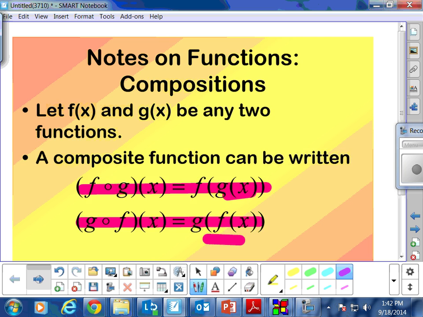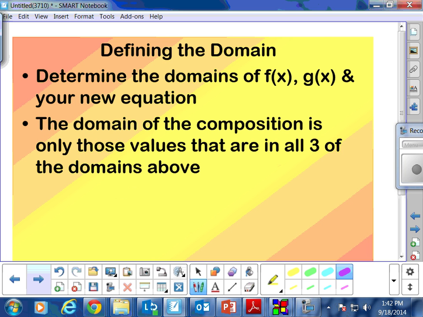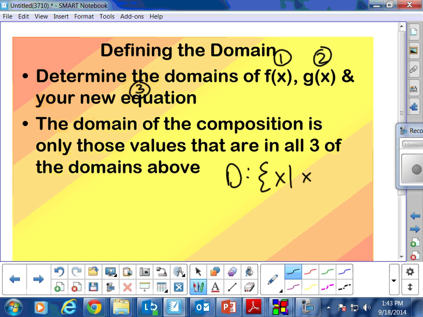Now, there is something important I want you to keep in mind. When you do the domain, the domain of f of x, the domain of g of x, and your new equation all need to be part of your new domain when you write your new equation. Which means that if I give them numerical values, supposing I give them this 1, this 2, and this 3, my domain will be x such that x cannot be whatever I found in 1, 2, and 3. So all three will be present.